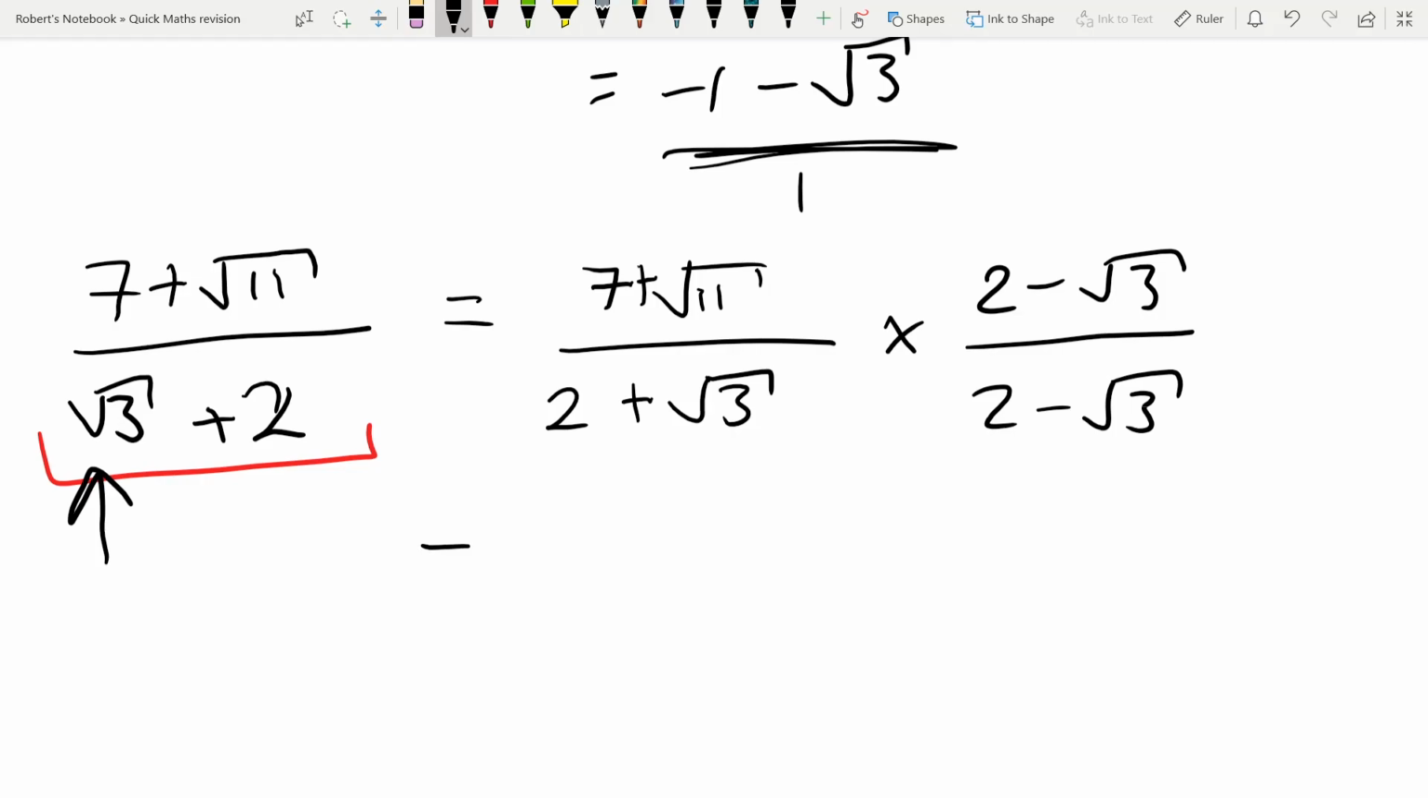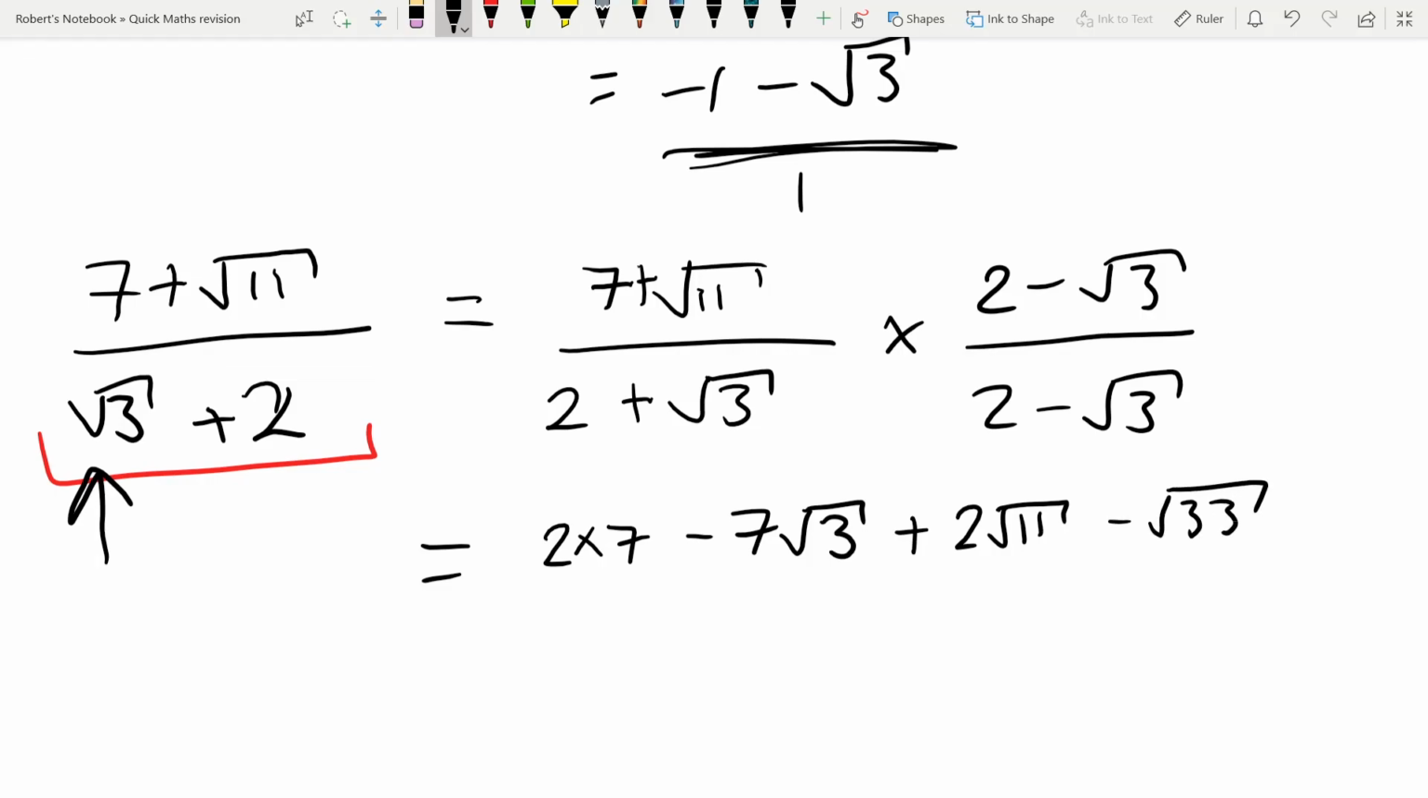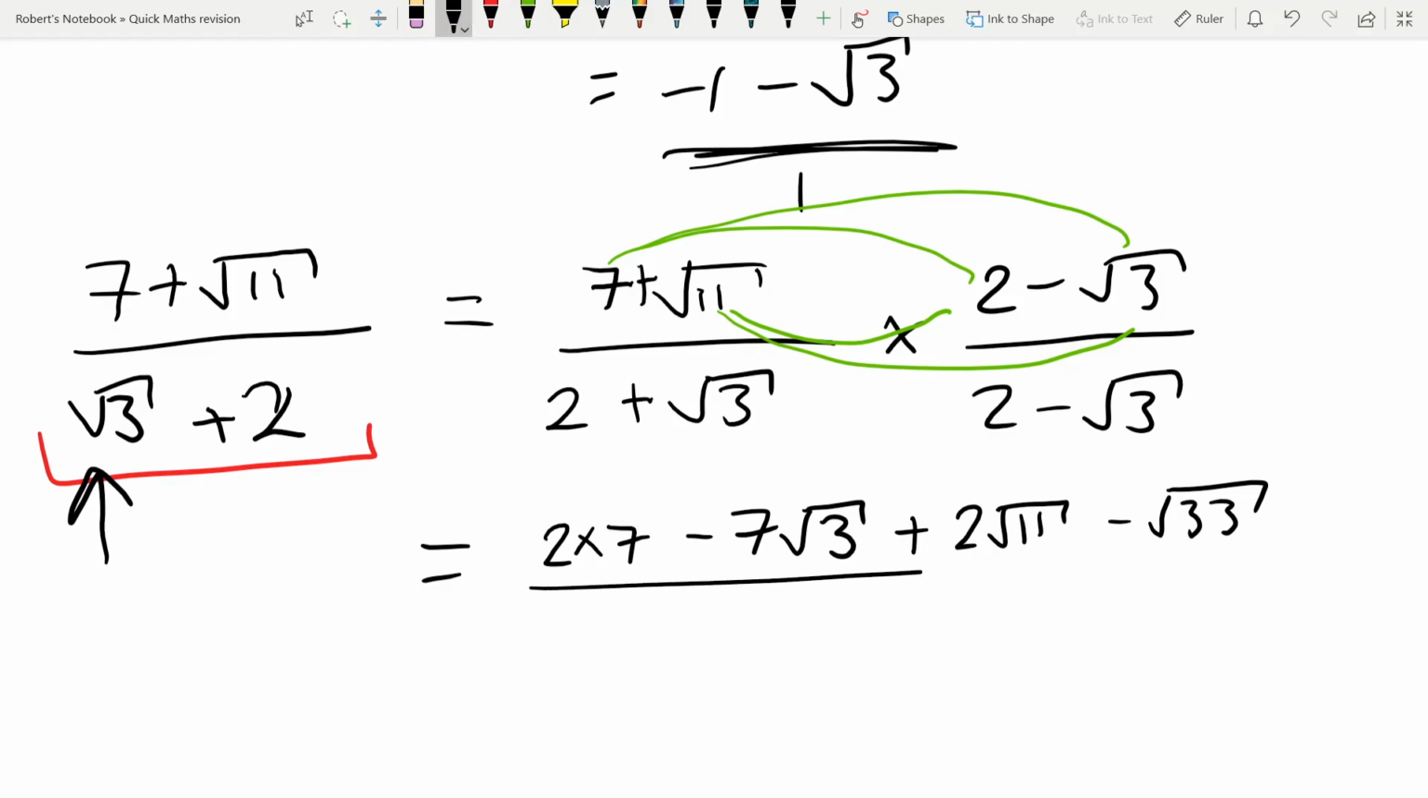And then we're just going to have to do a lot of multiplying out now. So we're going to have 2 times 7 on the top, so that's 14. We're going to have 7 times minus root 3. We're going to have root 11 times 2. And then we're going to have minus root 3 times root 11. So if you're just not sure what I've done, that's 1, 2, 3, 4. And that's all on the top.